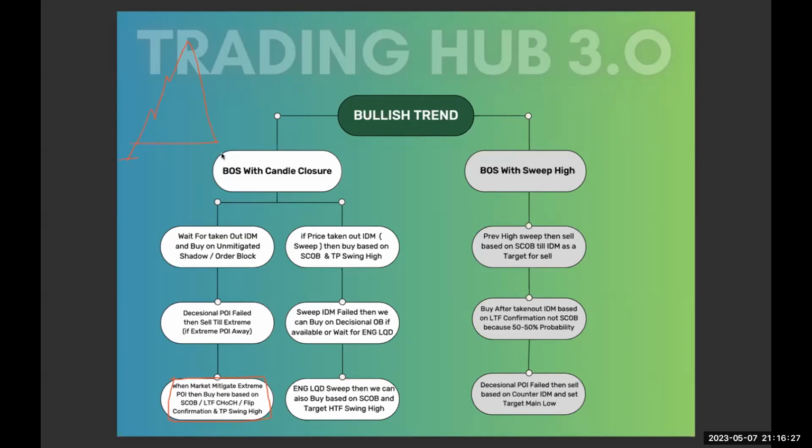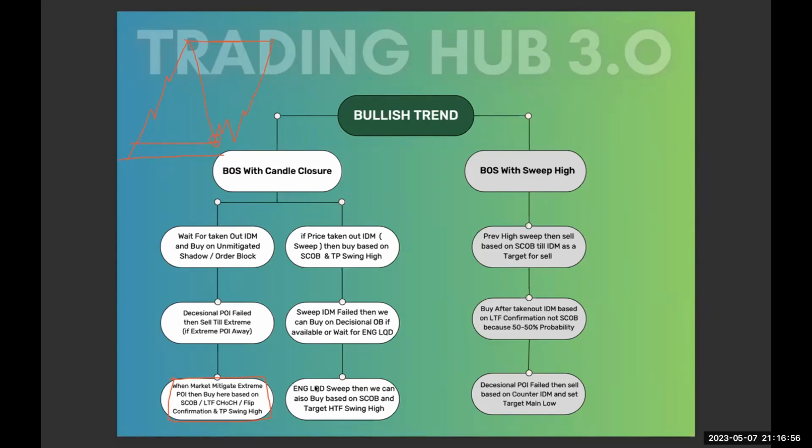This one is a decisional. Here you can buy based on chalk, flip, single candle, order block, or everything, and target the previous main high, right? When market sweeps the main high low, then you have to buy or sell based on only single candle order block. If price taps on higher time frame PUI, then you have to buy based on chalk, flip, single candle order block, everything applicable, right?